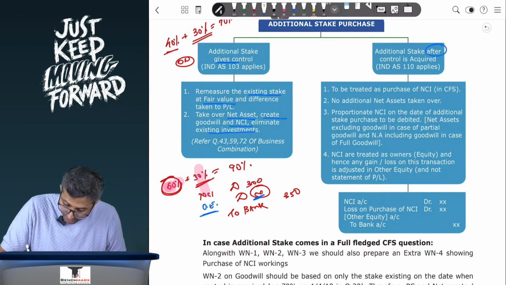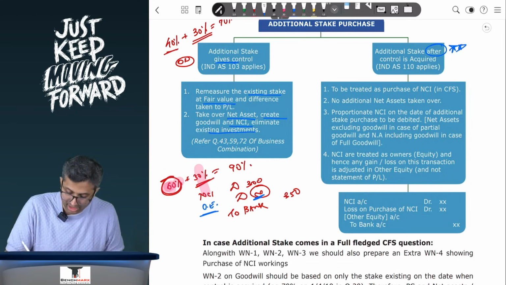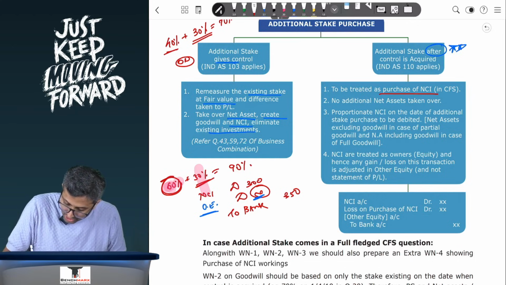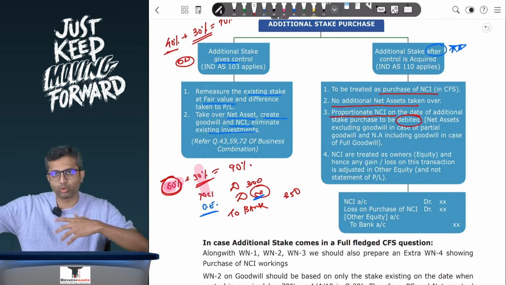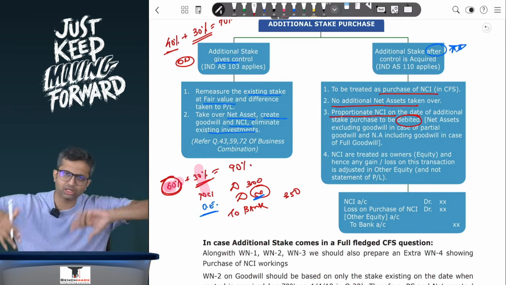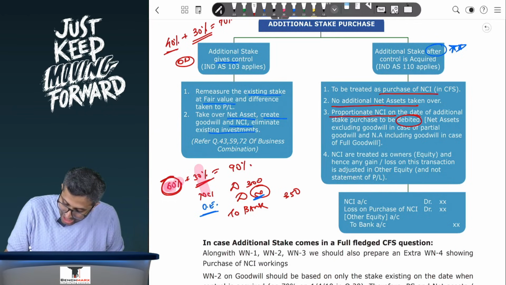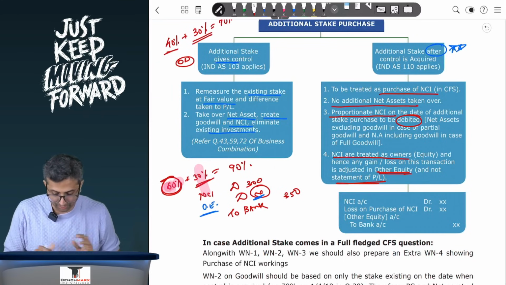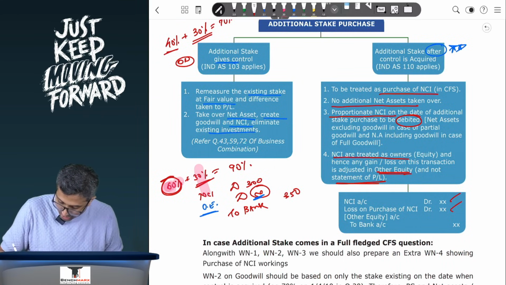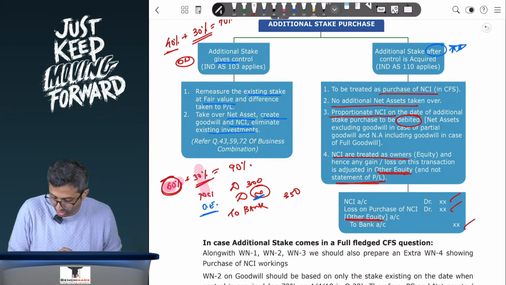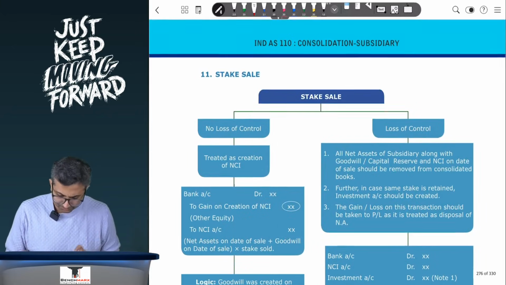But if it is after control is acquired, this is where the Ind AS 110 angle comes in. Then you will treat it as a purchase of N.C.I. No additional net assets are to be taken over. Proportionate N.C.I. on the date of acquisition is to be debited. Like if there was 400 for 40%, then for 30% it will be 300. You will debit it, and N.C.I. are treated as owners, that is equity, and hence any gain or loss will be adjusted against other equity, and you will not let it impact the statement of P&L. So N.C.I. account debit, loss on purchase of N.C.I. account debit, this will go against other equity, and that will be it.